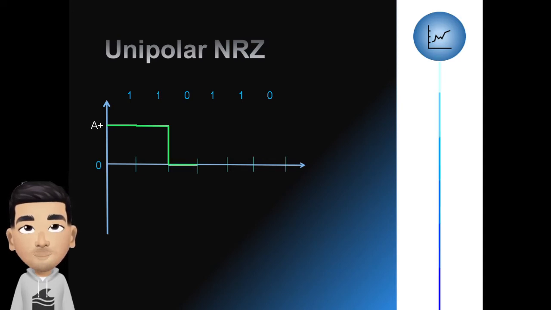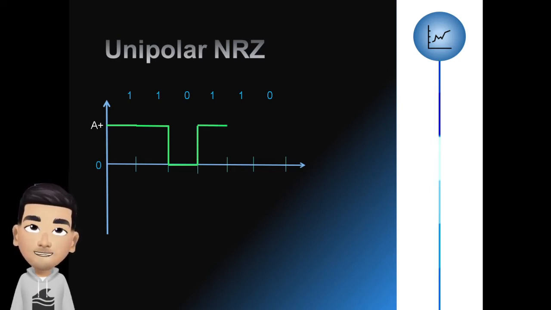So it will make the signal go down to 0 and continue its another whole cycle. Then the next data is 1, which will make the signal rise up again to A positive to complete its one whole cycle. Then another 1 will continue its signal from A positive. Then the last one is 0, which will make the signal go down to 0 and complete its whole cycle.